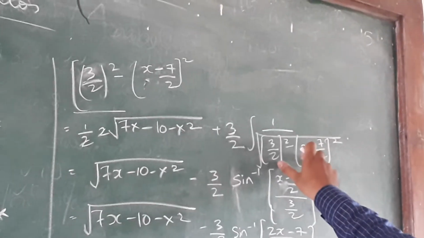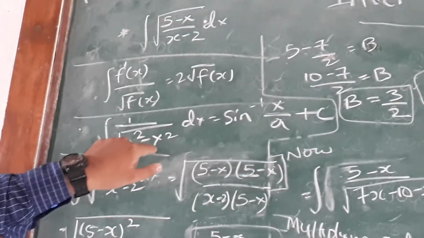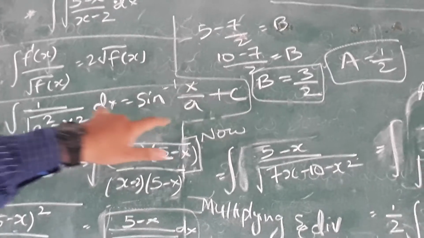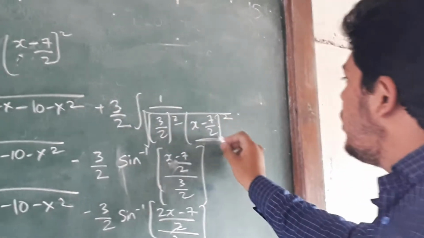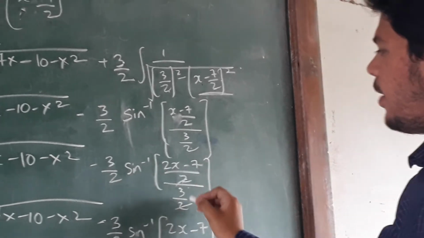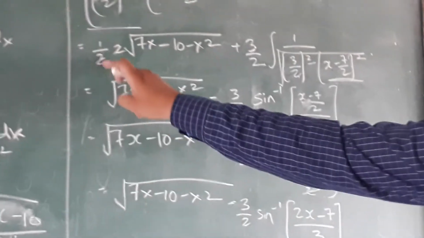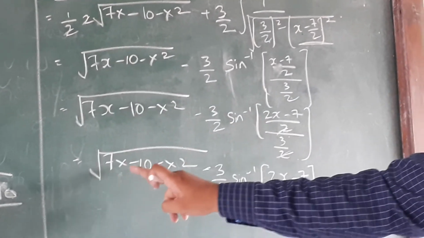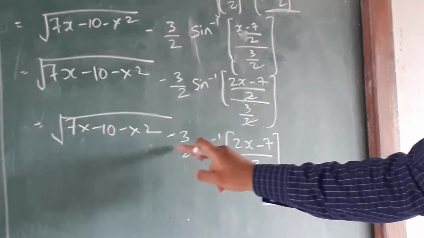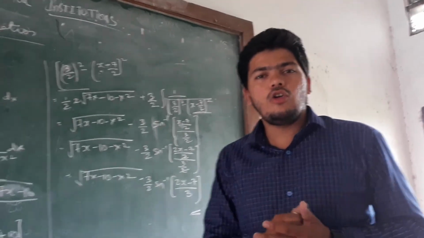Now you see the formula. The formula here is integration of 1 by under root a square minus x square dx is equal to sine inverse x by a. The x value and a value have to be written. The x value is this one, x minus 7 by 2, by the a value, which is this. Just take the LCM: 2x minus 7 by 2, by 3 by 2. The 2 and 2 get cancelled, so we write the same. So the answer is under root of 7x minus 10 minus x square, minus 3 by 2 into sine inverse of 2x minus 7 by 3. Hoping that you have understood. It is lengthy, but try to practice and you will understand.